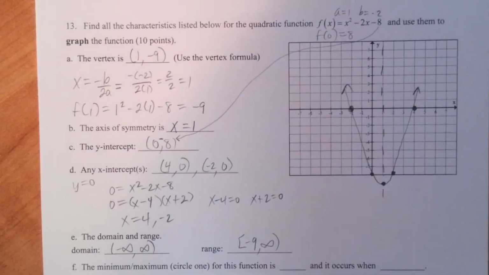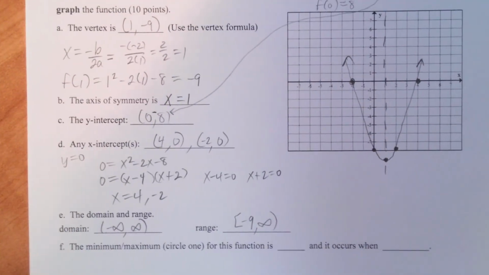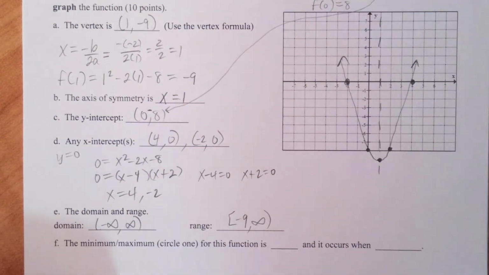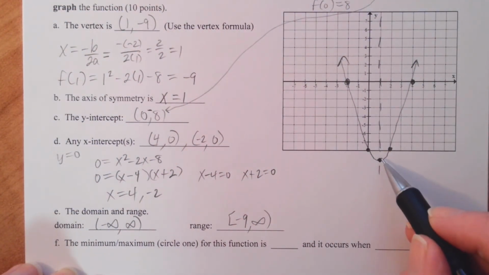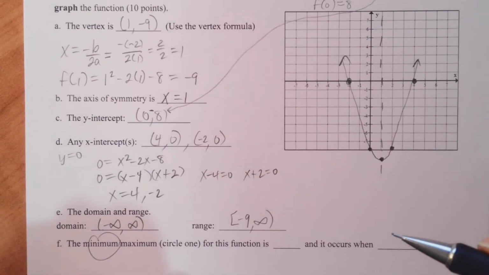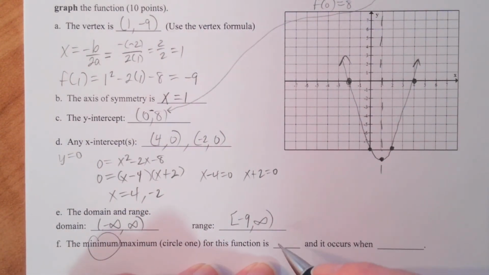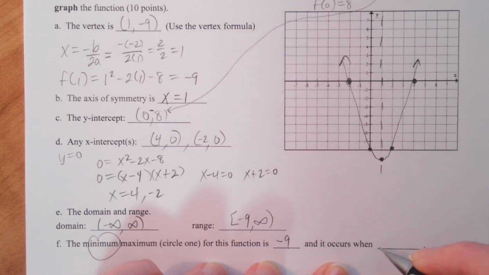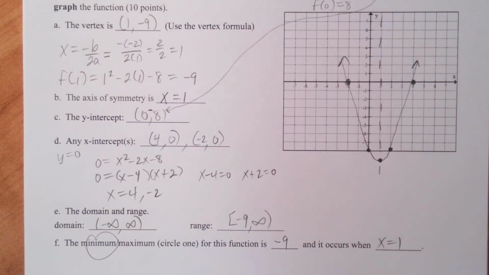And then it asks about any maximum or minimums. Well, let's see, we have a minimum here. For this function, the minimum is negative 9, and it occurs when x is 1. All right, and that's going to be it for test 2 review.